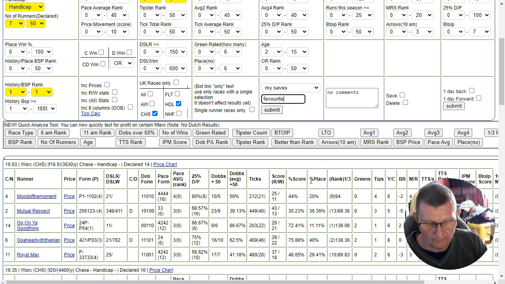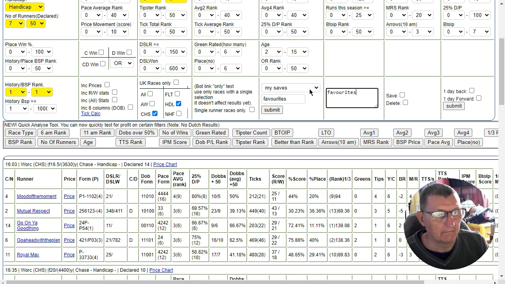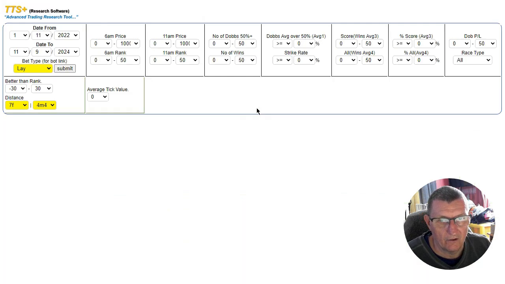Favourites. Favourite system, because then I can come back to it. I know where I am. So I'm just going to save that off.